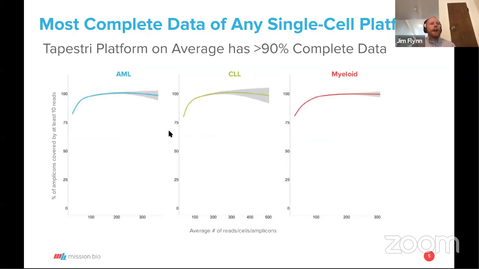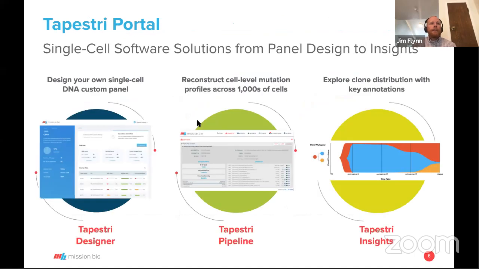I just wanted to also highlight that the chemistry of Tapestri is very well suited to do this targeted amplification. This is an example of 3 of our catalog panels. You can see on the x-axis the increasing reads per cell per amplicon. As those increase, on the y-axis we have the number of amplicons that have at least minimally 10 reads. And you can see we have a very high coverage rate on our catalog panels. And then that feeds into our software.